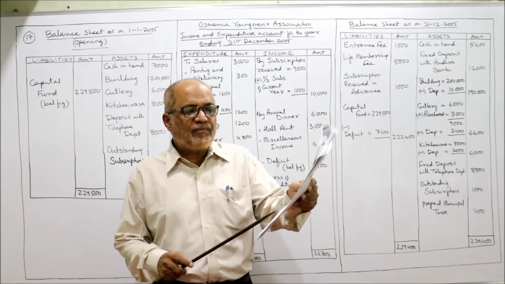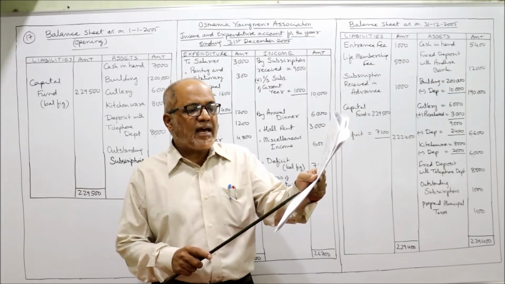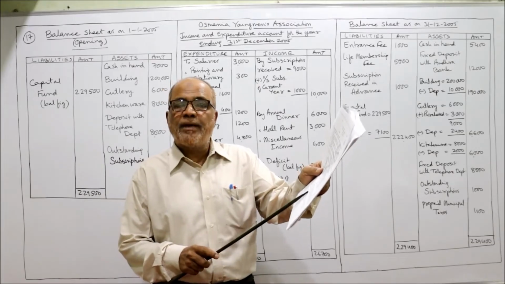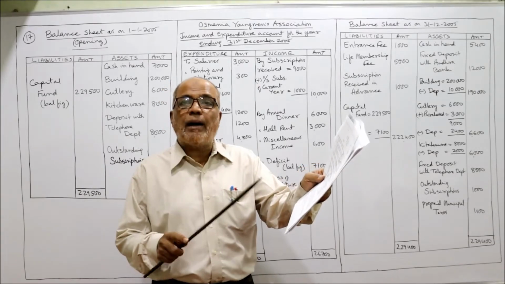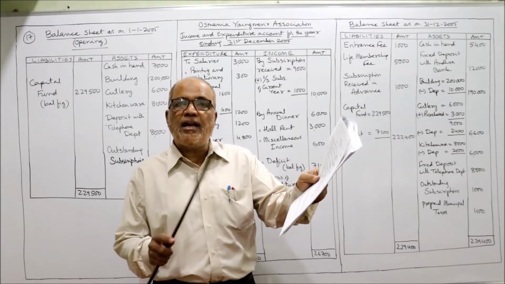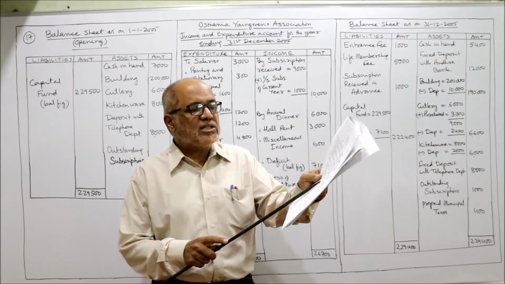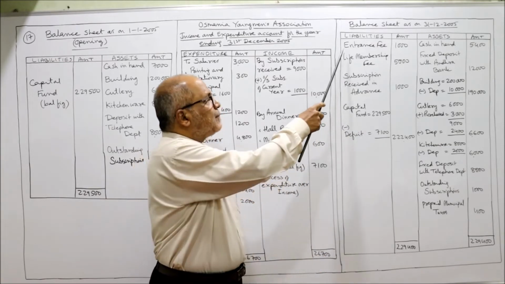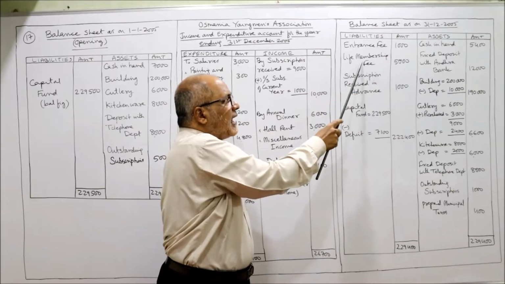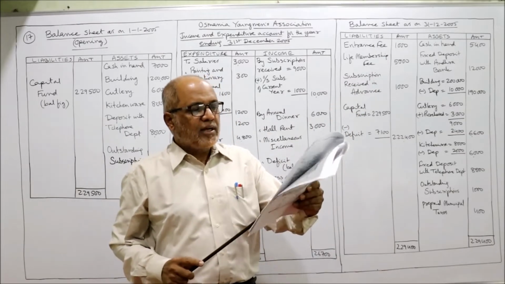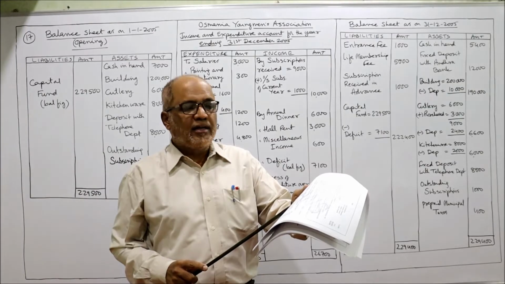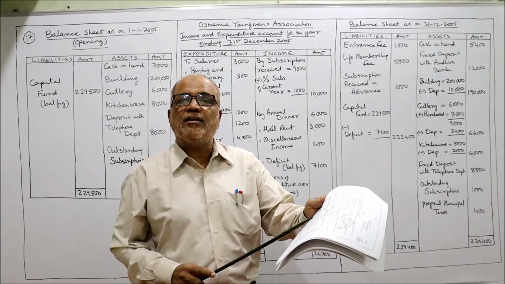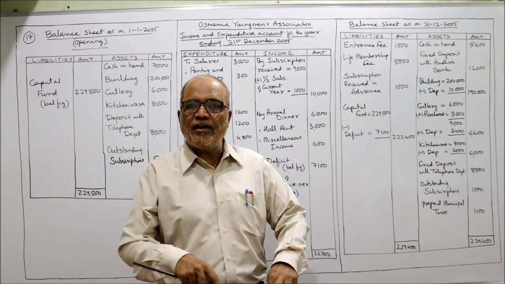In this problem, specifically it is given that entrance fees and life membership fee are to be capitalized. One sentence is given specifically asking you to capitalize the entrance fees and life membership fee. So both entrance fees and life membership fee we are going to capitalize, take on the liability side. Entrance fees 1,000, life membership fee 5,000. Then annual dinner, hall rent and miscellaneous income. These three are the incomes.